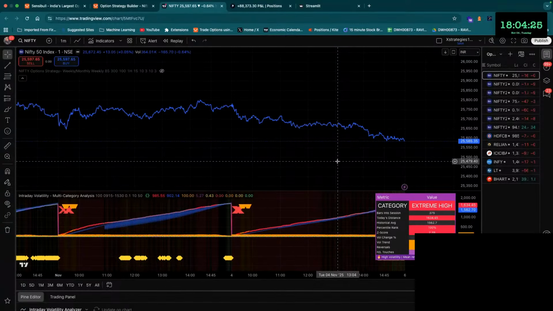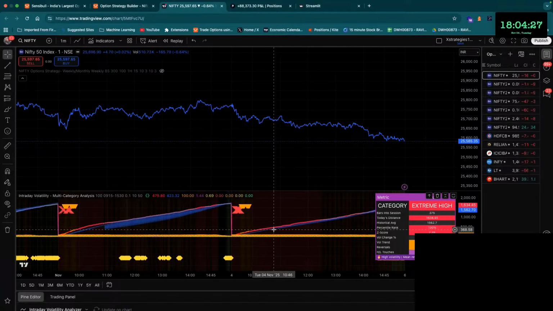Right now, this particular indicator is free to use. Anybody can go on and use it. I have also not made it invite only. The reason is if it is invite only, I have to spend a lot of time to give the access, so I felt that time I'm going to save.